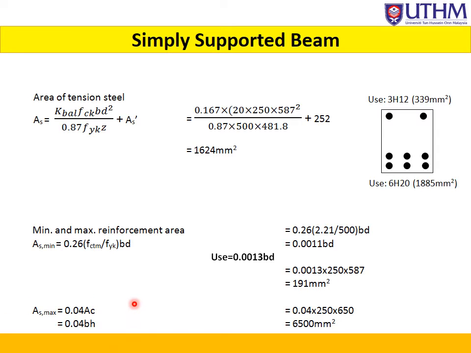Our AS maximum is 0.04 B times H. We get 6,500 millimeter square. So we compare those two areas with the minimum and maximum area for the beam. So the value is satisfied. This value is within the minimum and maximum area of reinforcement.